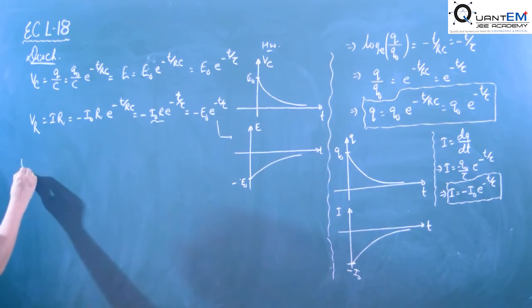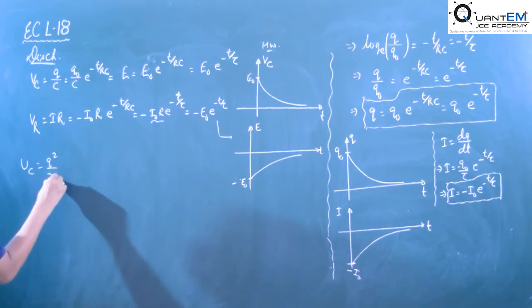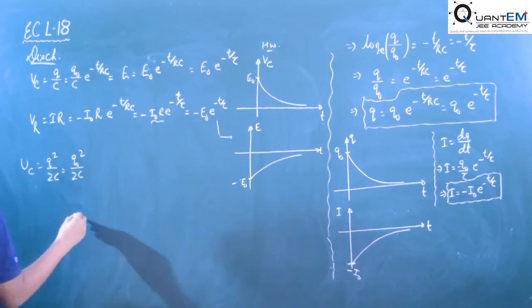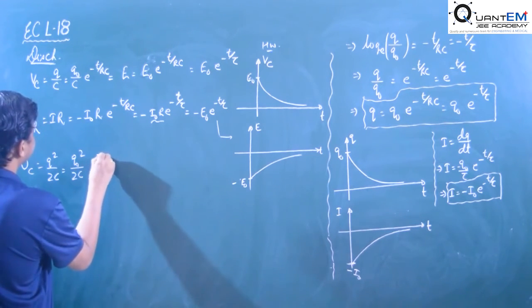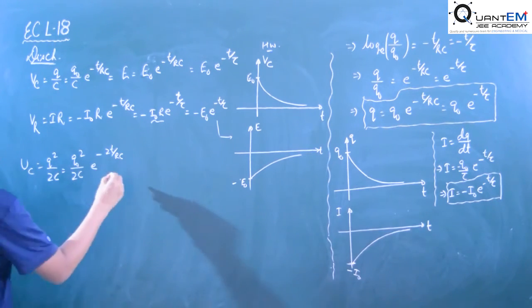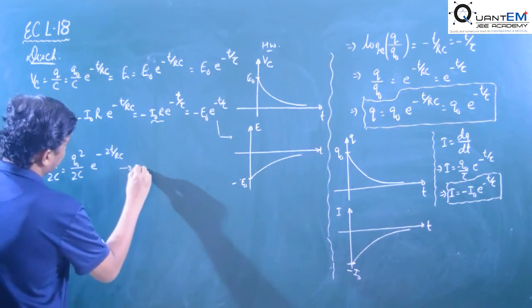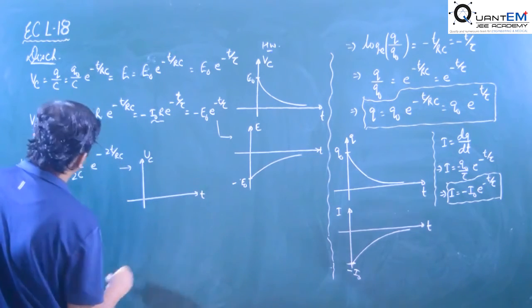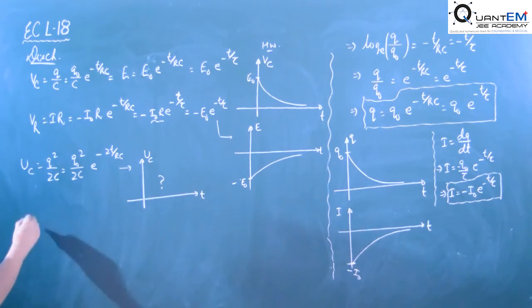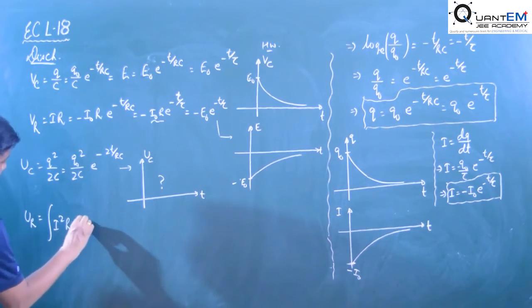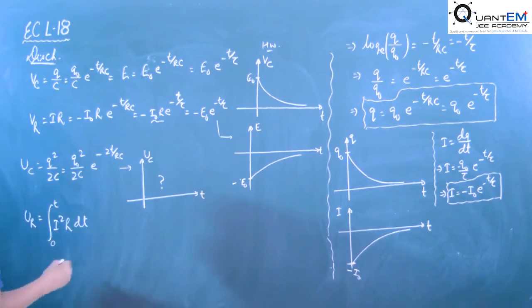Now you have to find UC. UC will be what? Q square by 2C, that is Q naught square by 2C, and e to the power minus 2t by RC. Okay. So from here you have to draw the UC and time graph. UR, say I is a function of time, that's why we will have to take the integral I square R dt from 0 to t.